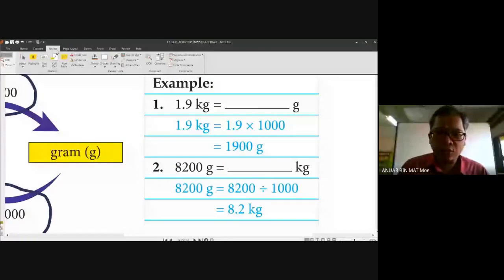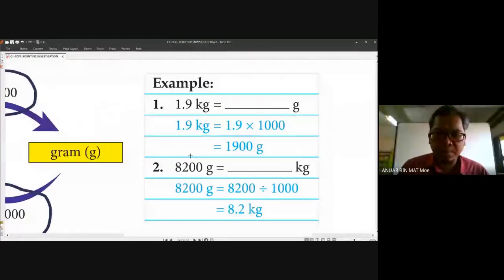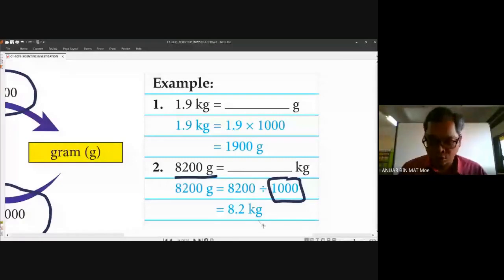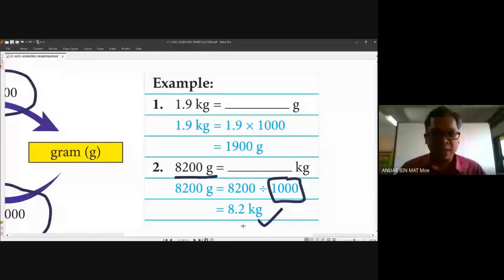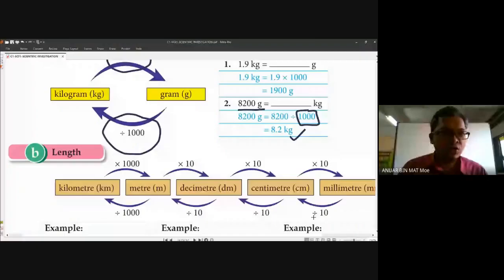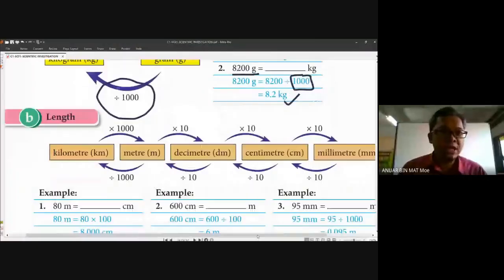Okay, again, you have 8,200 gram. You want to convert it to kilogram, so you just divide it by 1000. So the answer here is 8.2 kilogram. Okay? Any problem here? No. Okay, very good. Now, B, you want to convert the base unit of length.